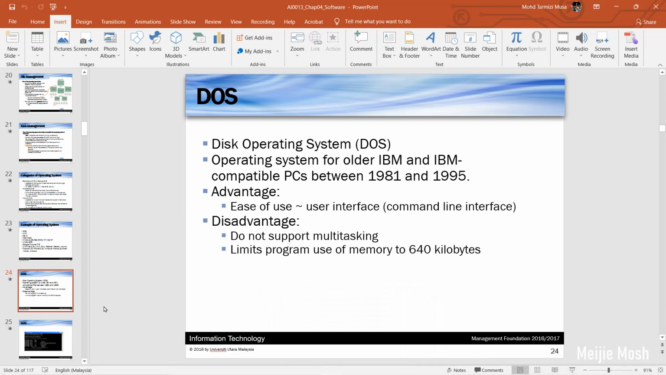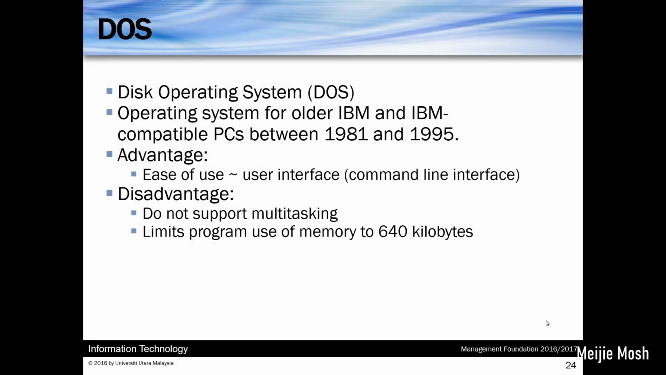Let's take a look at one of the operating systems. DOS is an operating system used for all the IBM and IBM compatible personal computers between year 1981 until year 1995. So DOS is a computer operating system that resides on and can use a disk storage device such as a floppy disk, hard disk drive, or optical disk.